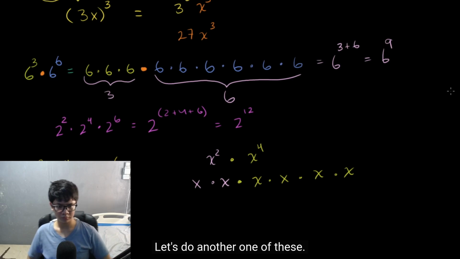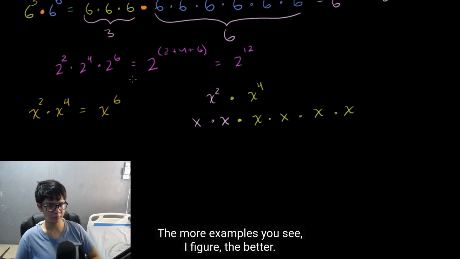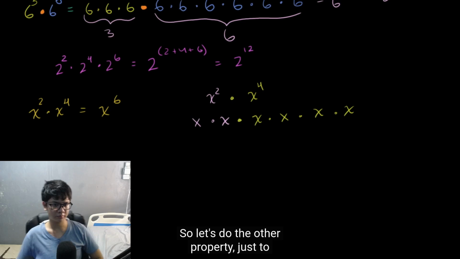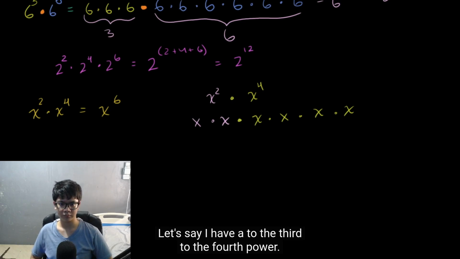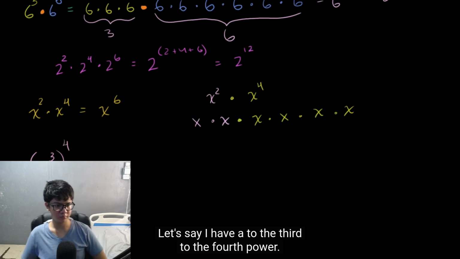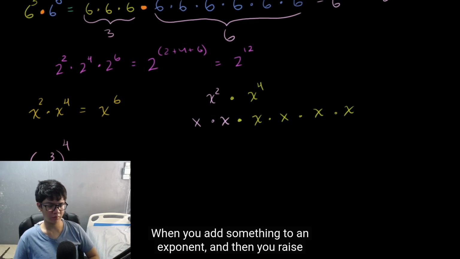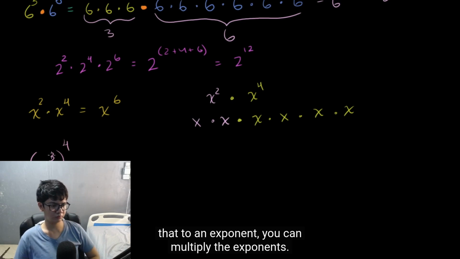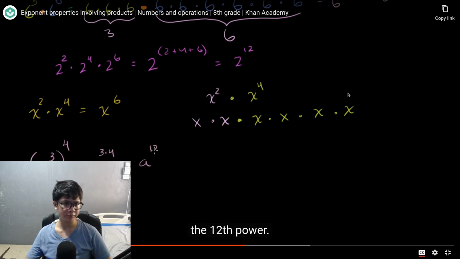Let's do another one of these. The more examples you see, I figure the better. So let me do the other property just to mix and match it. Let's say I have a to the third to the 4th power. So I'll tell you the property here, and then I'll show you why it makes sense. When you have something to an exponent, and then you raise that to an exponent, you can multiply the exponents. So this is going to be a to the 3 times 4 power, or a to the 12th power.